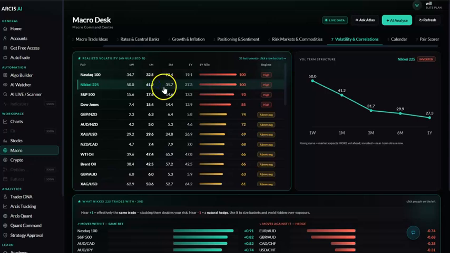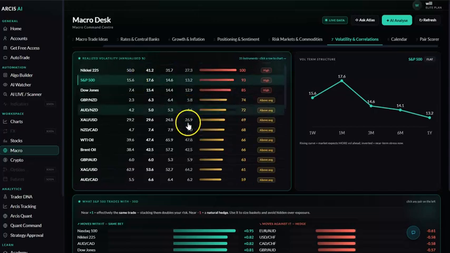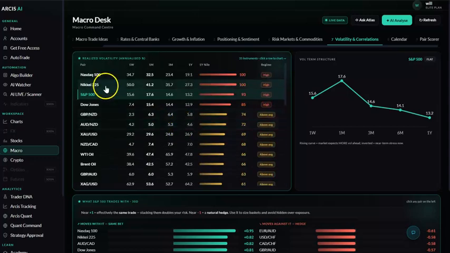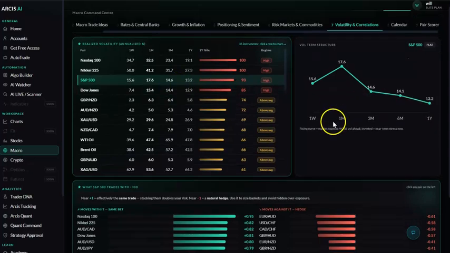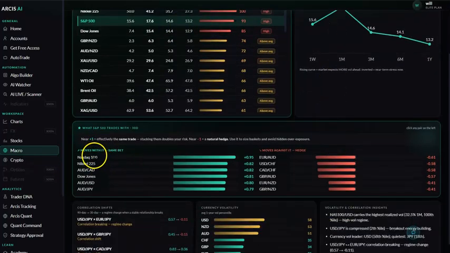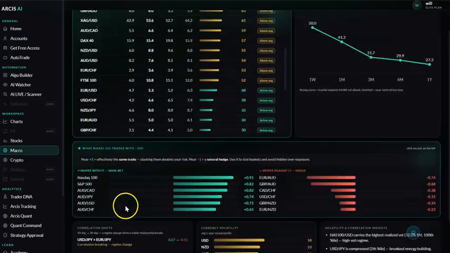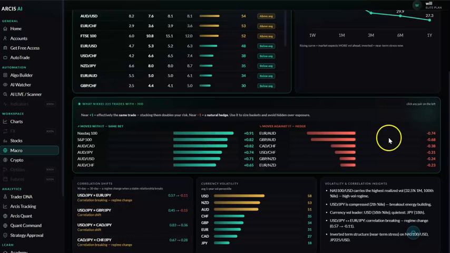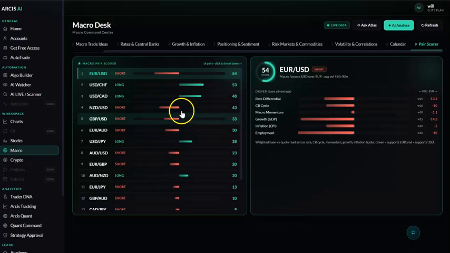When you select an asset here, it's just telling you the volatility over the last 1 week, 1 month, 3 month, and 1 year. From the global indices, commodities, and then the currency pairs. When you click on an asset, it's telling you what each asset trades against and what it hedges against inside the FX markets. Calendar, and then we have the pair score.